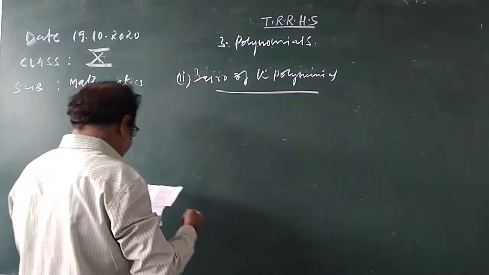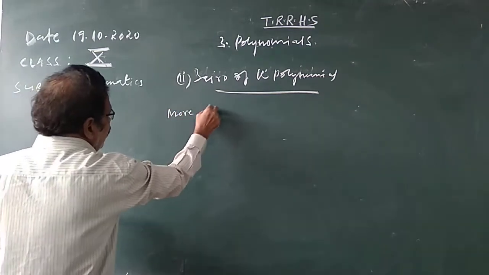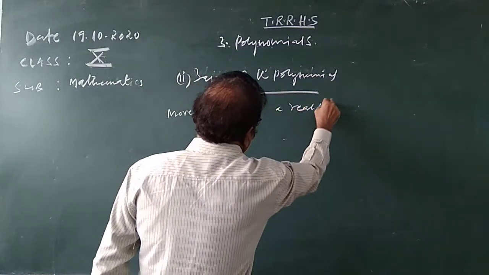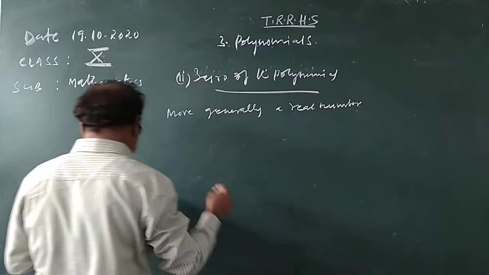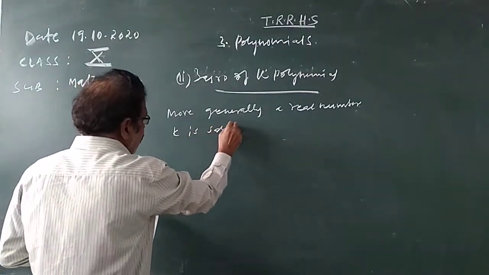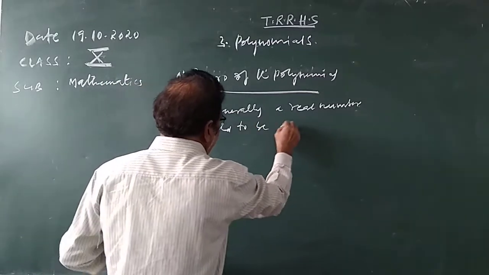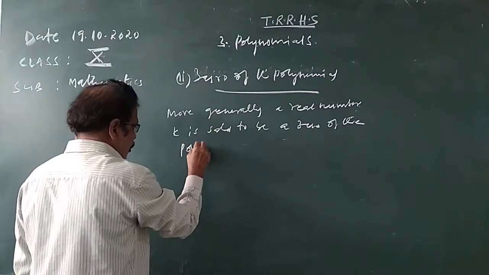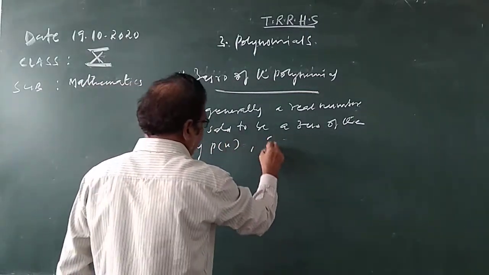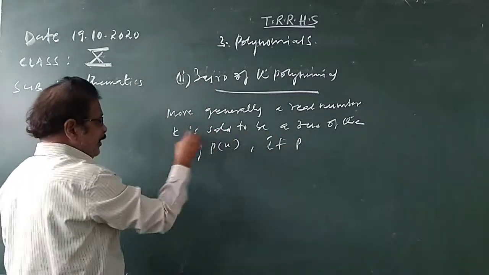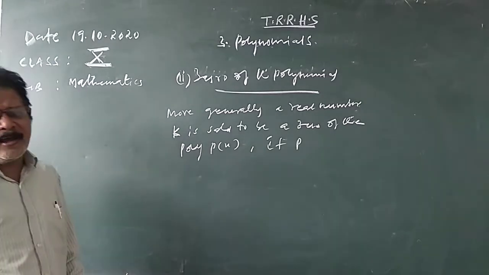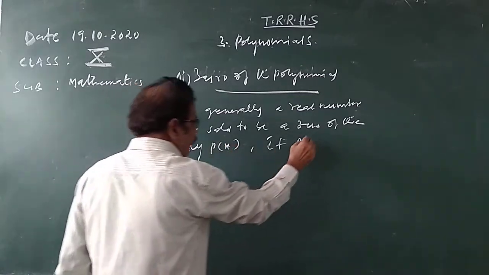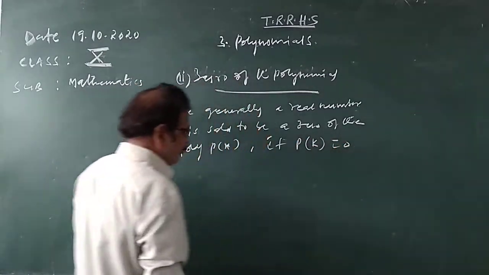More generally, a real number k is said to be a zero of the polynomial p of x if p of k equals 0. Real number k means instead of k we can write 2 or 3 or 4 or 5, anything. So a real number k is a zero of the polynomial p of x if p of k equal to 0.